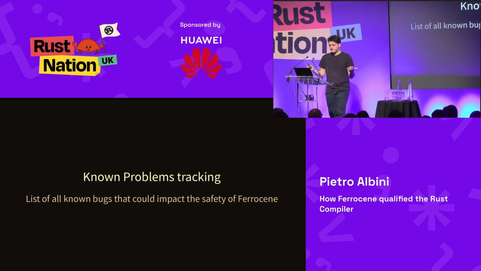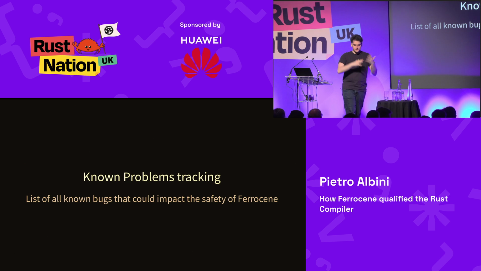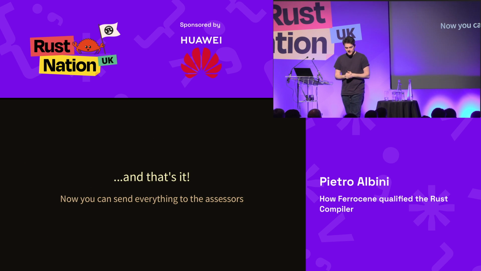But for Ferrocene right now, the known problems are just a curated collection of the upstream soundness issues. So there is nothing secret. There are no secret Rust bugs that only we know of. And that's it.